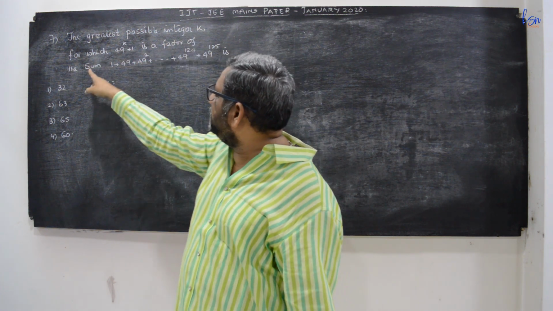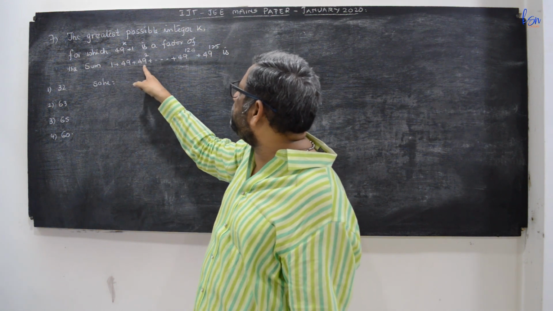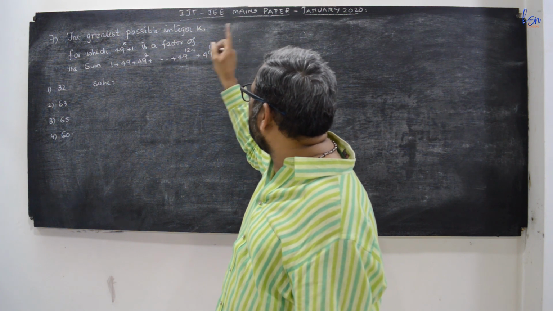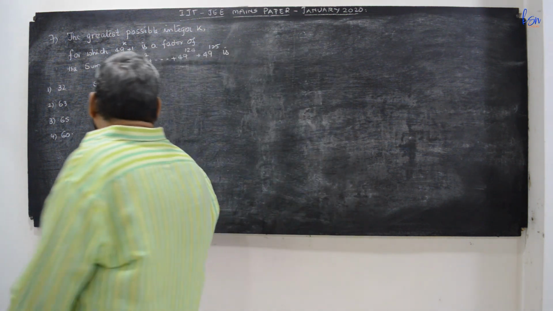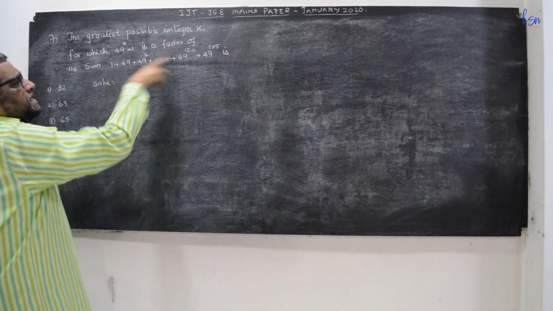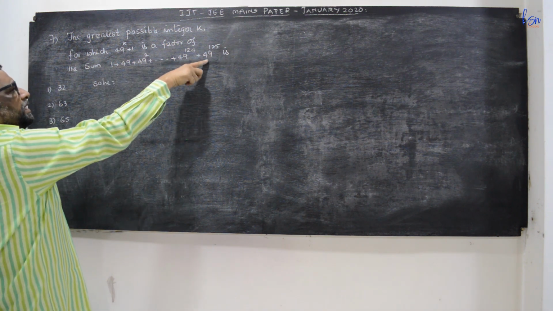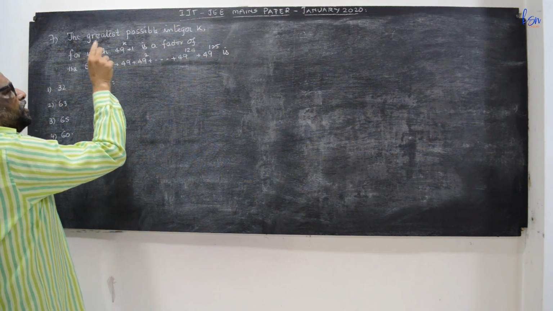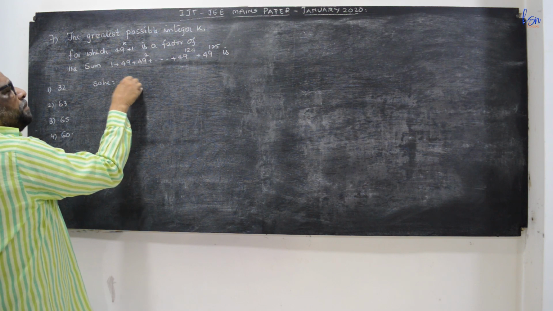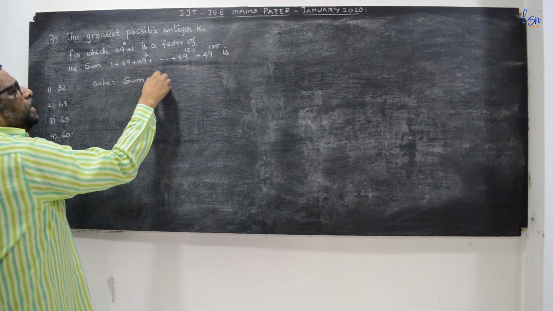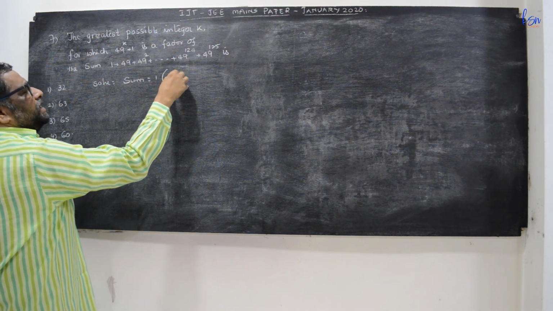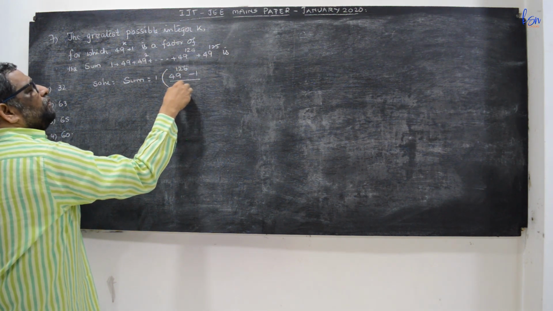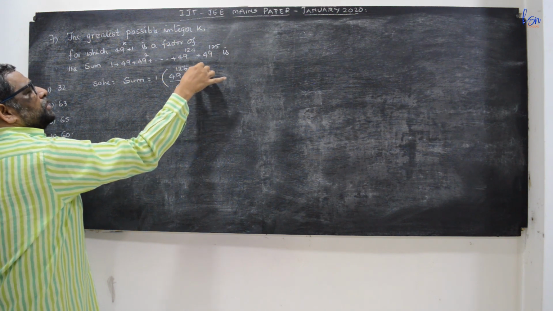The next problem: the greatest possible integer k for which 49 power k plus 1 is a factor of the sum 1 plus 49 plus 49 square plus ... plus 49 power 124 plus 49 power 125 is. Here the solution: the given sum is a GP with 126 terms having first term 1 and common ratio 49. Therefore the sum is equal to a into r to the power n minus 1, that is 49 power 126 minus 1 by 49 minus 1.